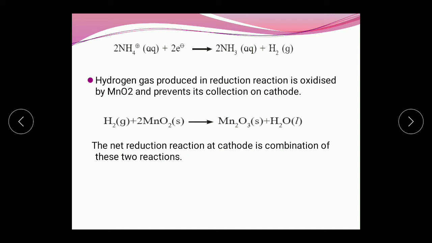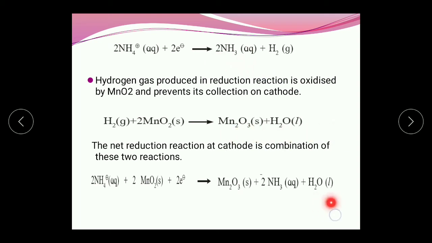So, the net reduction reaction at cathode is a combination of these two reactions. This will add left side to the left and right side to the right. So, what is left is 2 NH4+ plus 2 MnO2 plus 2 electrons. Hydrogen and hydrogen will be cancelled. Now it will give you Mn2O3 plus 2 NH3 plus H2O. So hydrogen gas is nullified, or it is converted into H2O by MnO2. So this is the net cathode reaction.